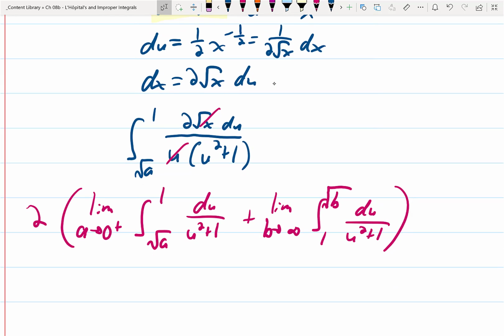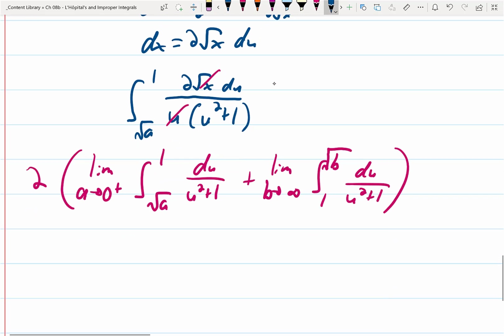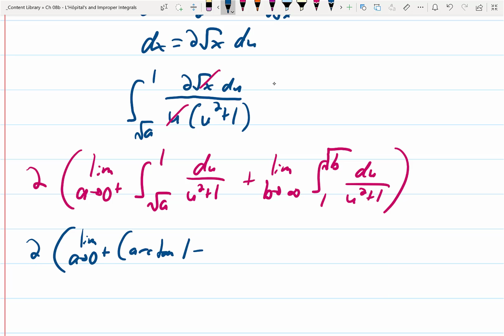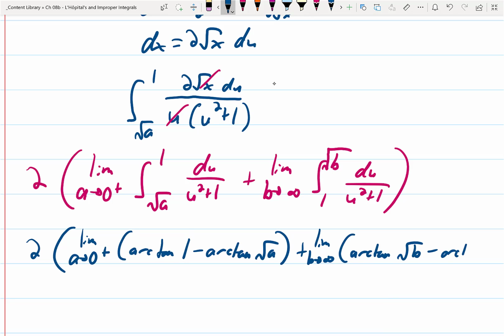So then let's evaluate these. 2 times. So this integral is an arctangent. And I'm going to do the limit as a approaches 0 from the right of the arctangent of 1 minus the arctangent of root a plus the limit as b approaches infinity of the arctangent of root b minus the arctangent of 1.